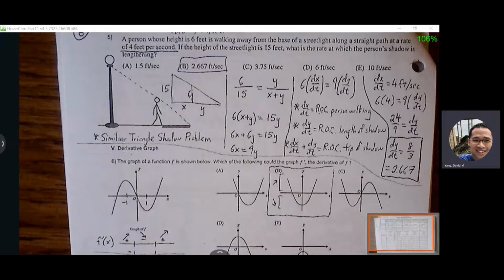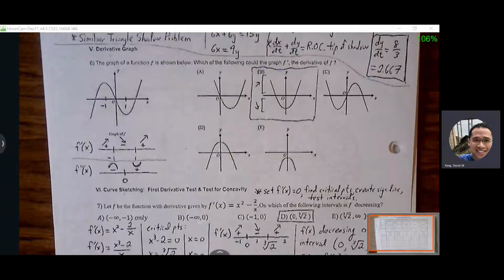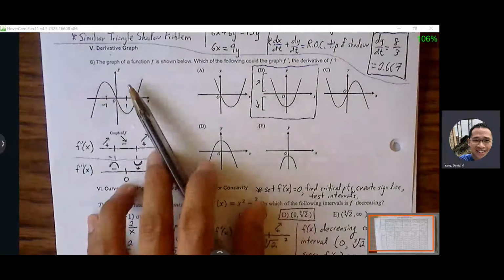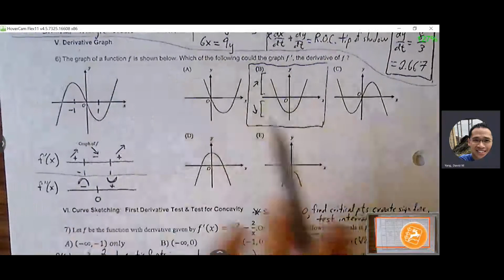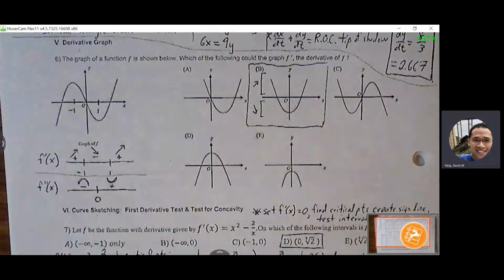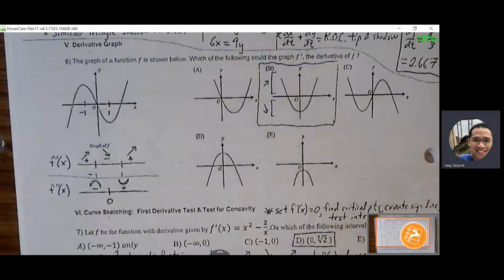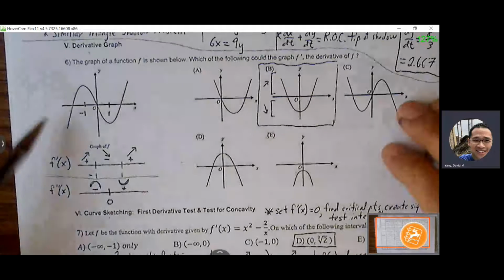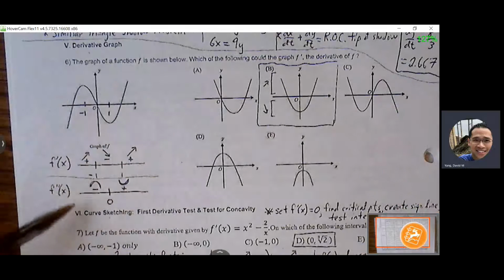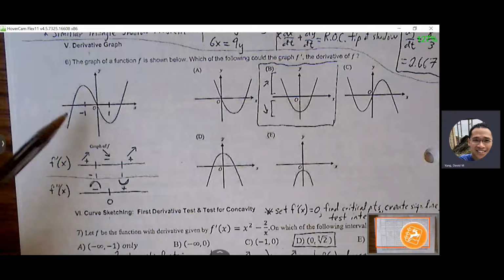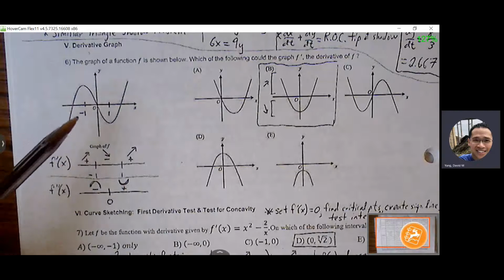Okay, so let me highlight some of these problems here. This is number 6 on page 6. It says the graph of a function is shown. Which of the following could be the graph of f prime? So this is the original graph, which means that if you want to create a sign line, the sign line will look exactly like what you expect from the graph.